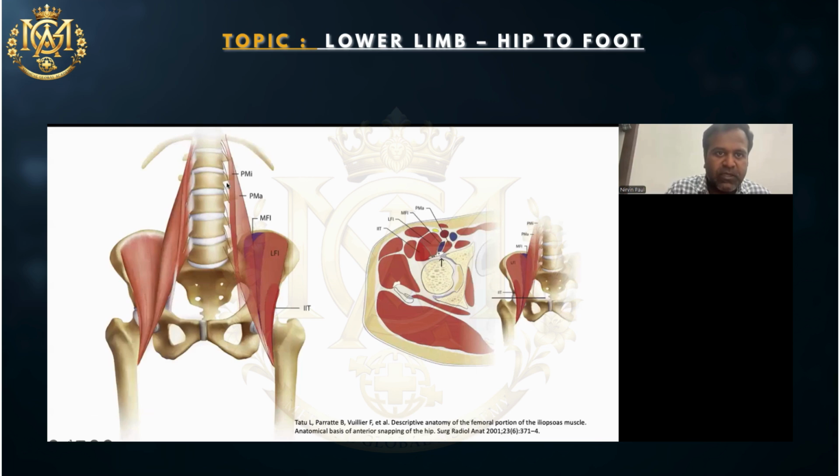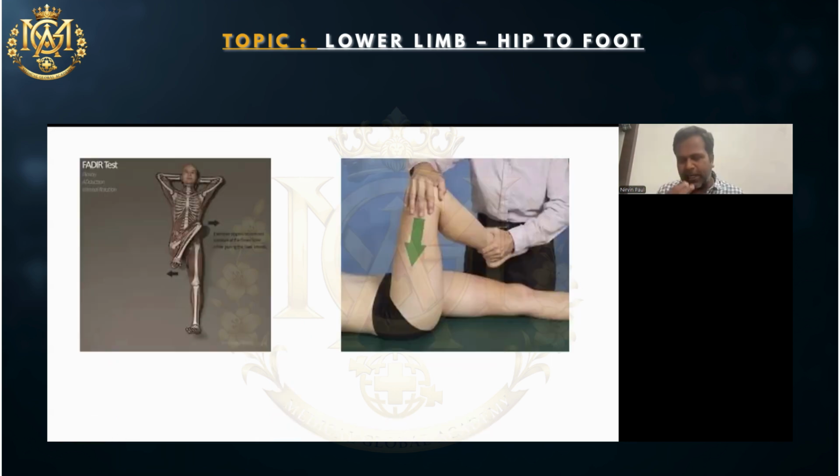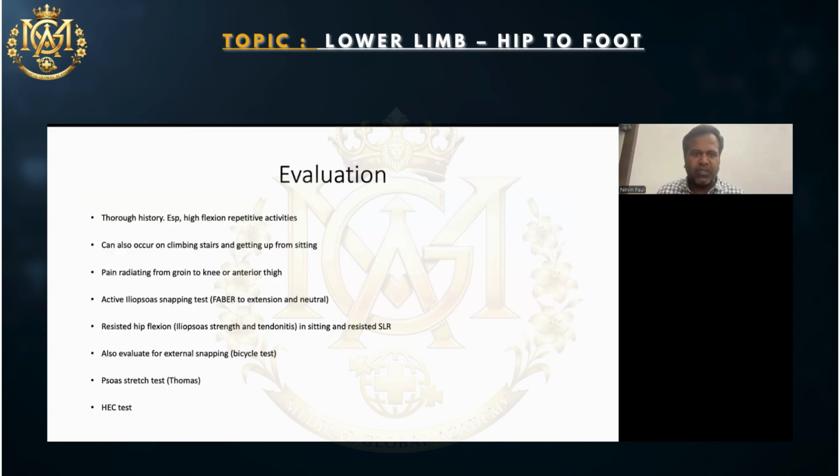Like you can see here, it takes its attachment from the transverse process and also from the vertebra. And it is a diagnostic gold standard to get a positive test if there is a manual compression test that is positive, right? And so how would you evaluate a patient with this problem?